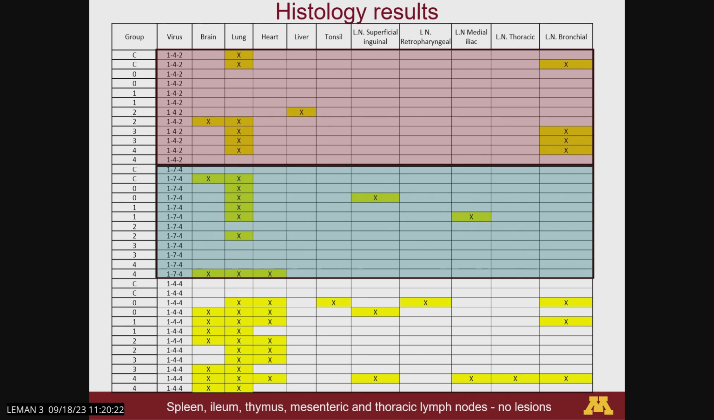But if we go to the 144, all of the challenged animals had lesions in the lung. Most of them had lesions in the brain, the heart, or both at the same time, so this is a significant finding. Also more findings in the lymph nodes, so that is also to take into consideration.